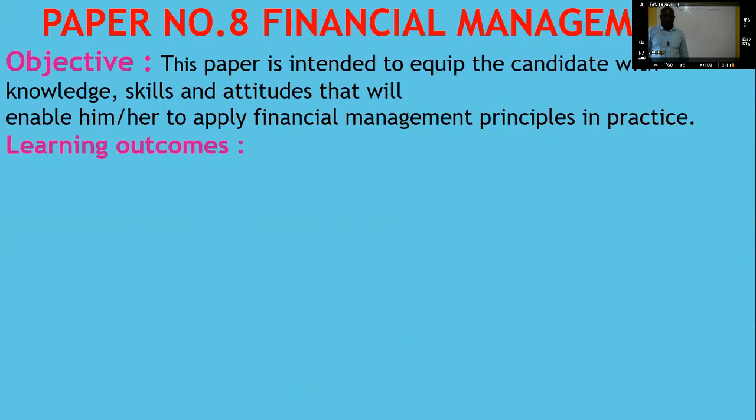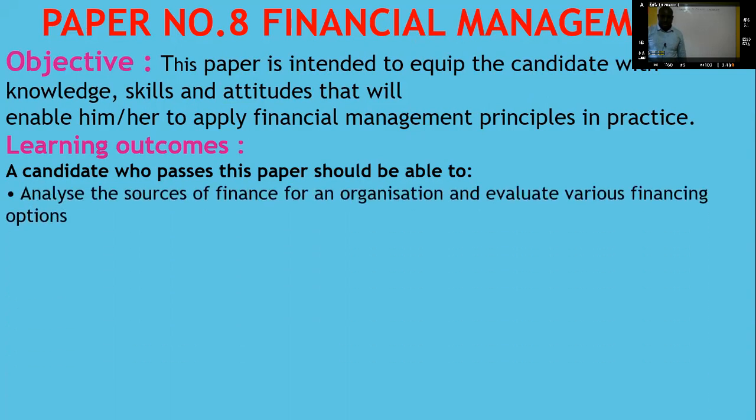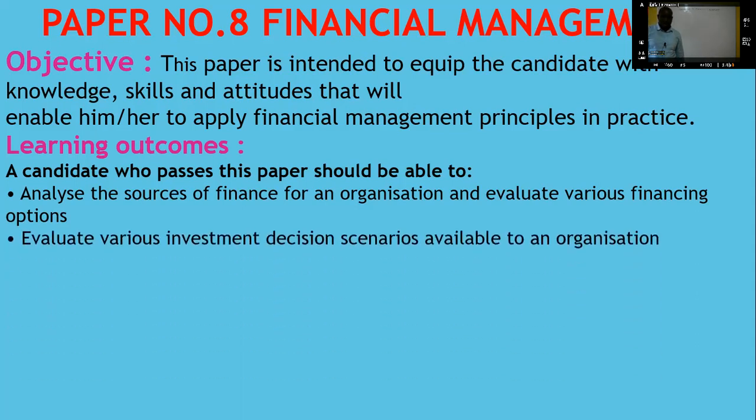The learning outcomes of this paper are that by the end of this paper, a candidate who passes paper number 8, financial management, should be able to, number 1, analyze the sources of finance for an organization and evaluate various financing options: debt capital, equity capital, preference capital, and many other forms of financing that an entity can have. Number 2, evaluate various investment decision scenarios available to an organization.